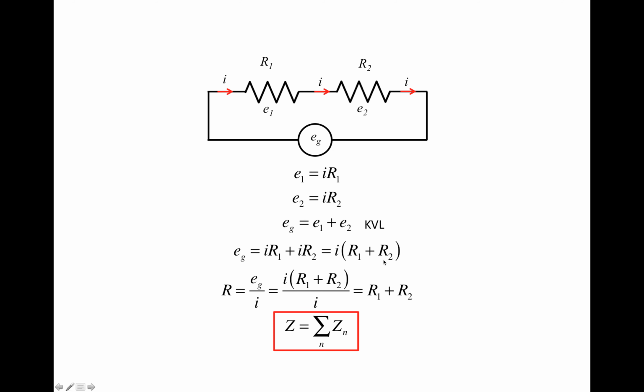So the effective resistance of the two resistors connected in series can be obtained by dividing the voltage across both of them, that's Eg, by the current flowing through both of them, that's I. And we obtain the effective resistance R equals R1 plus R2. So if we replace R1 and R2 with a single resistor with resistance R, we will not disturb the current and the voltage in this entire circuit. In fact, this result can be generalized to impedance. The effective impedance of a group of components connected in series is just the summation of the impedance of each individual component.